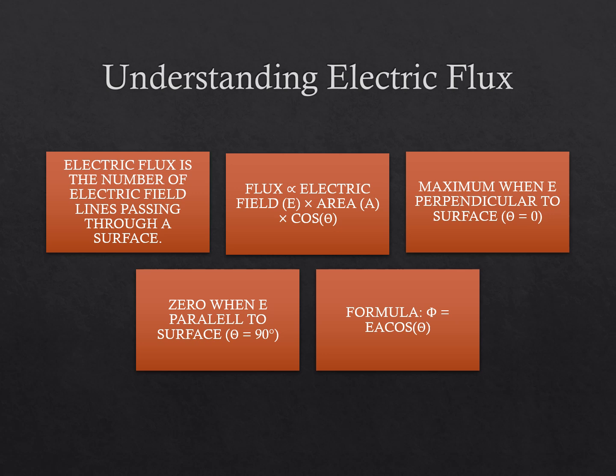E is the electric field strength, A is the area, theta is the angle between the field and the surface normal. Maximum flux happens when the field goes straight through the surface. No flux happens when the field is parallel to the surface.